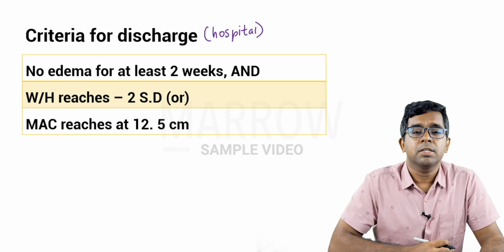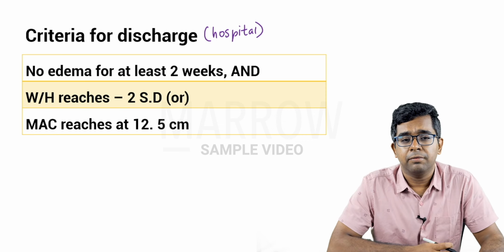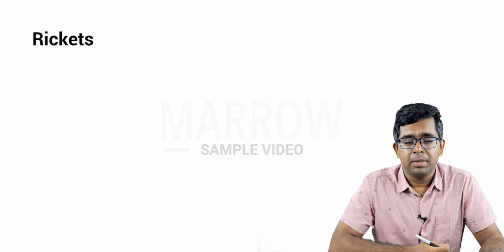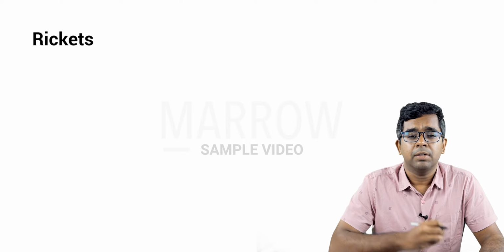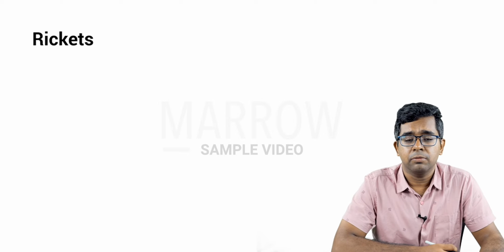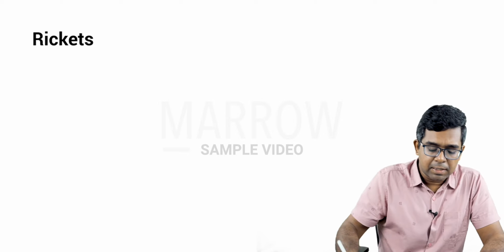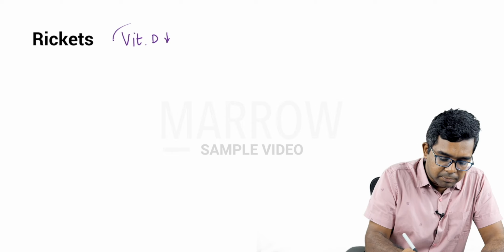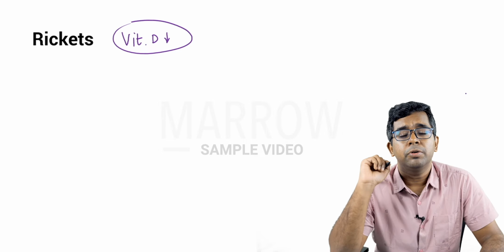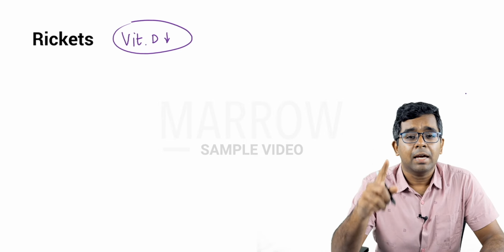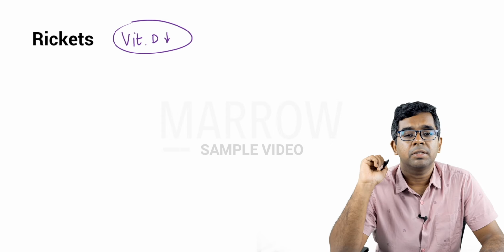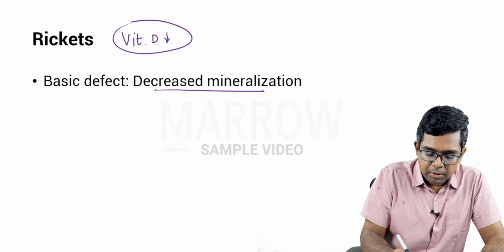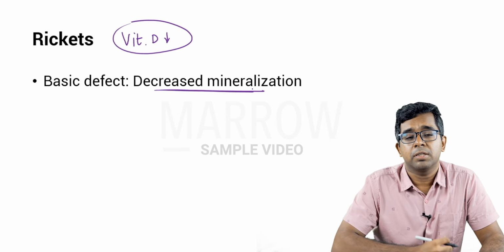Now we move on to the discussion of individual micronutrient deficiencies, starting with the section of rickets. Such a common and a basic topic, most of you know about this, and one special section I wanted to highlight towards the end. Okay, rickets is a condition of vitamin D deficiency, correct? And what is a basic problem due to the vitamin D deficiency? Calcium and phosphate will not be deposited in the bone. That is what is meaning of decreased mineralization. Calcium and phosphate is not deposited in the bone.